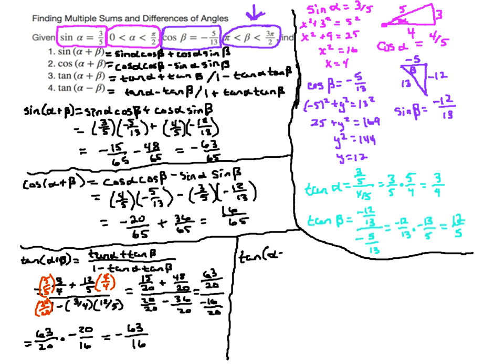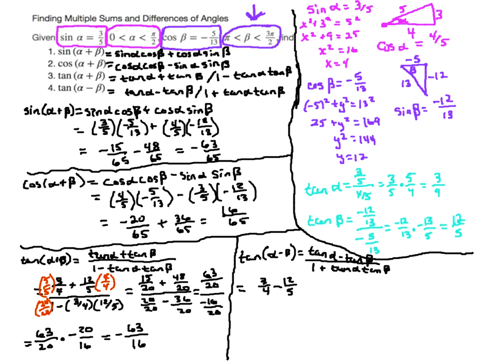Okay, the tangent of alpha minus beta is equal to tangent alpha minus tangent beta divided by 1 plus tangent alpha tangent beta. It's just our formula there. Okay, so let's plug our values in. Tangent alpha is 3/4, and I'm subtracting tangent beta, 12/5.